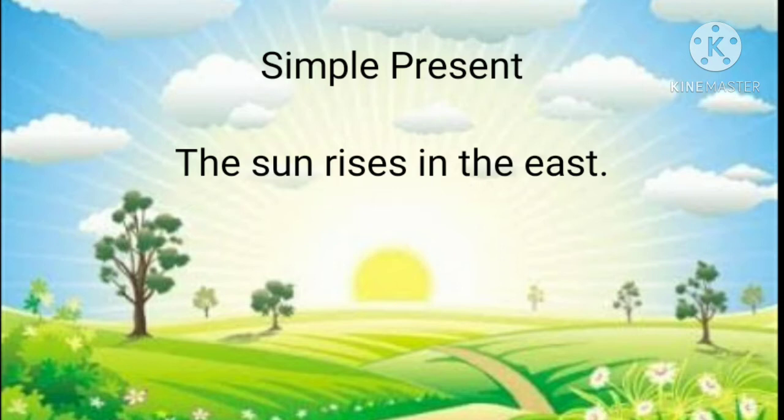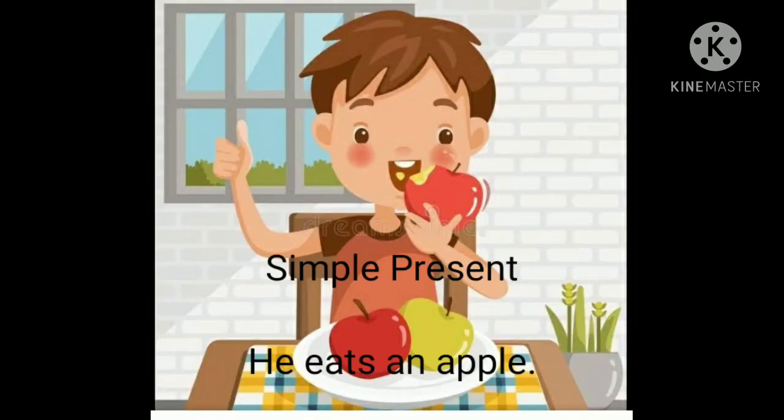So we say that this is in the simple present tense. Another example of simple present, he eats an apple. So he is doing eating. This eat is the verb. So here your subject is he, and your object will be an apple. So this eat shows us the action which is done at the present moment. So we say that this sentence is in the simple present tense.